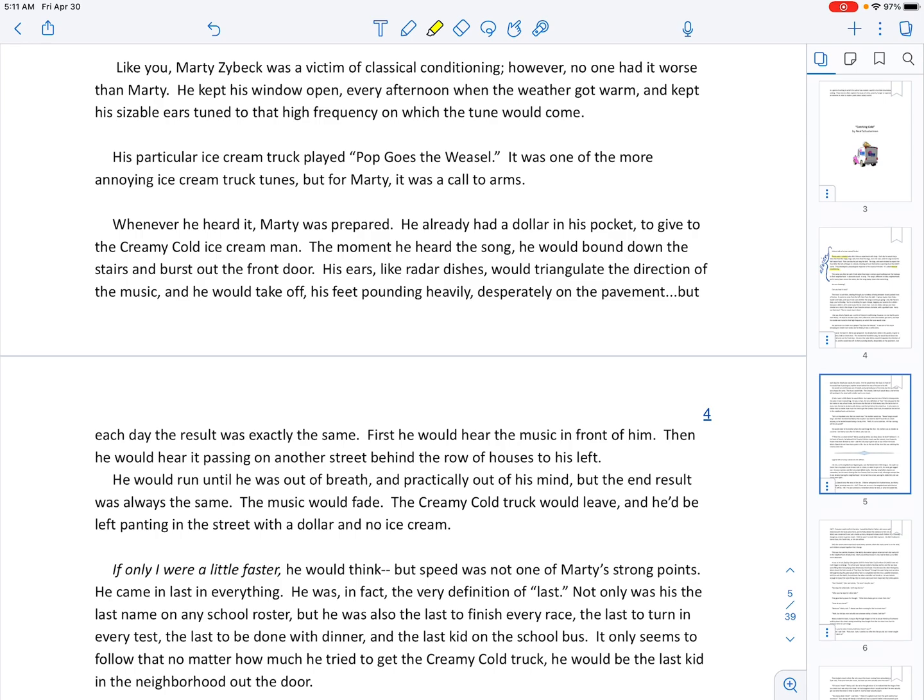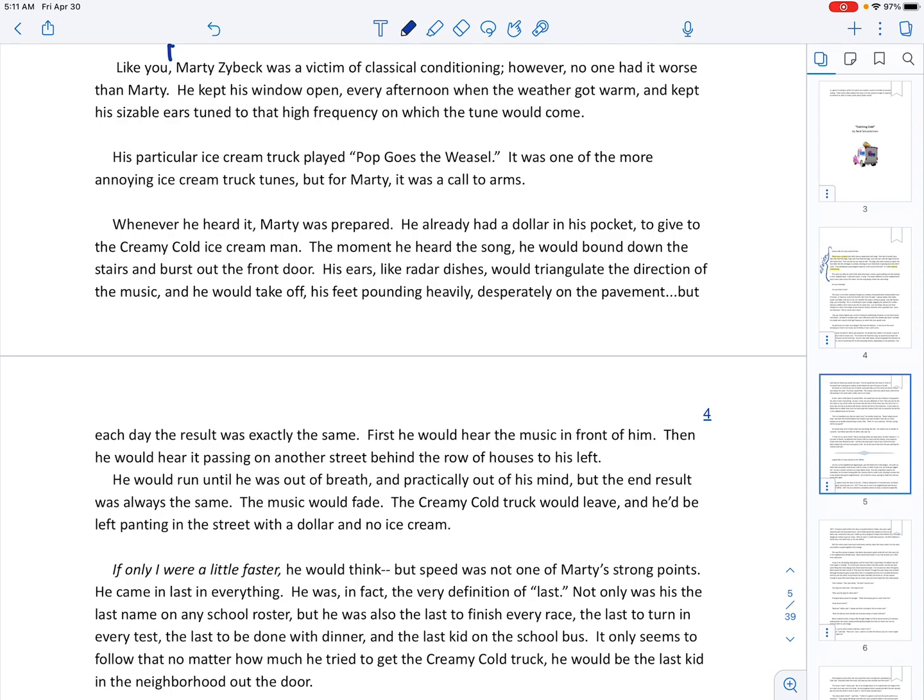Like you, Marty Zybeck was a victim of classical conditioning. However, no one had it worse than Marty. He kept his window open every afternoon when the weather got warm and kept his sizable ears tuned to that high frequency on which the tune would come.